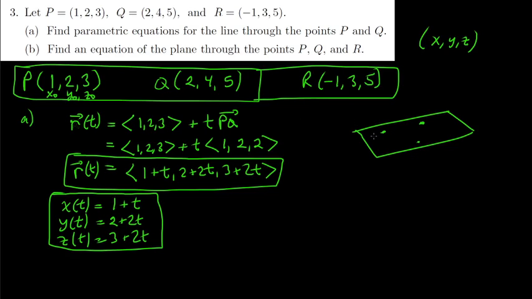So the usual thing is, let's say this is P, this is Q, this is R. We can form the vector from P to Q. In fact, we did that already. That's this vector here. And we can either do from Q to R or P to R. I guess I'll do the vector from P to R.